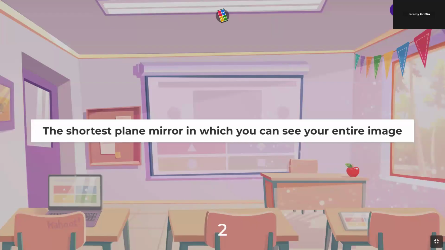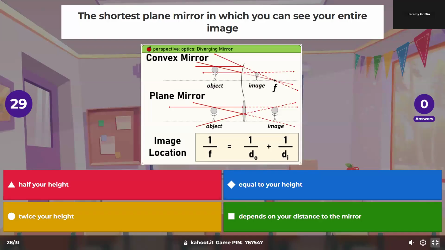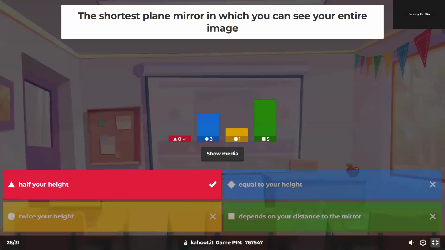The shortest plane mirror in which you can see your entire image. The answer is right here. Do you see it, this little stick figure? How much mirror does this guy actually need to see his entire reflection? Half your height. Here, I'll prove this to you guys.